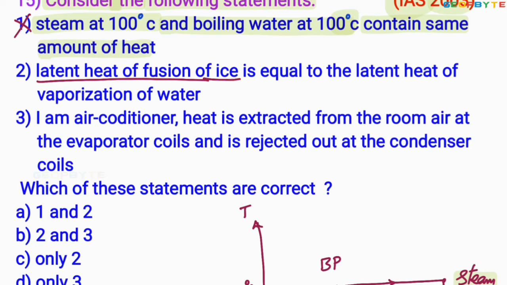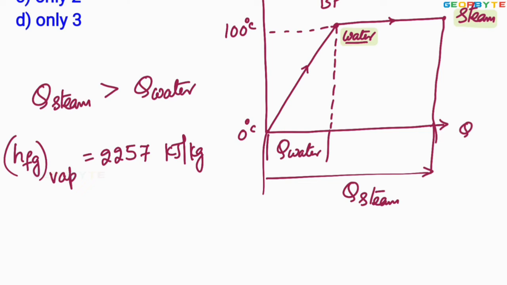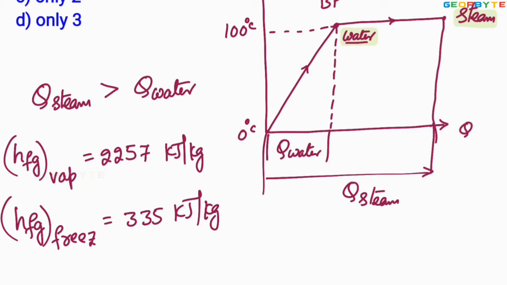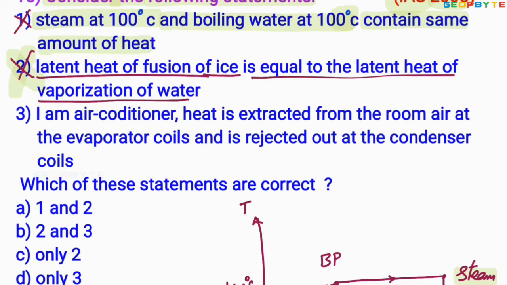Latent heat of fusion of ice is equal to latent heat of vaporization of water. No, because the latent heat is generally denoted by hfg. The hfg during the vaporization of water is around 2257 kilojoules per kg. The same water during the phase change from liquid to solid, that is freezing or ice formation, has latent heat of around 335 kilojoules per kg. Look at the heat exchange during the evaporation of water and during the freezing of water. During freezing, the amount of heat transfer is very much less compared to the evaporation process. Anyhow, the second statement is also not correct. This is absolutely correct. Look at the third statement.